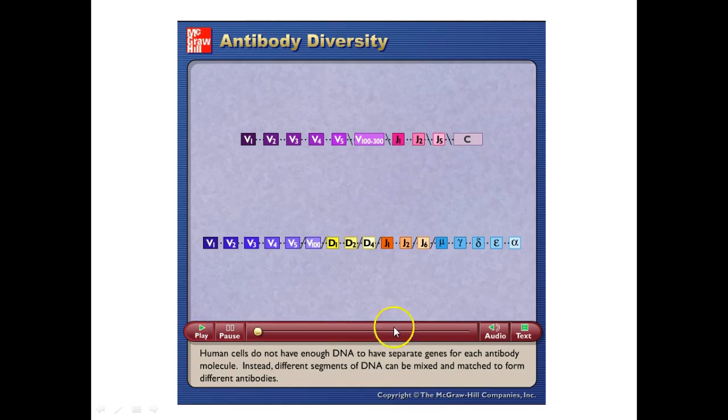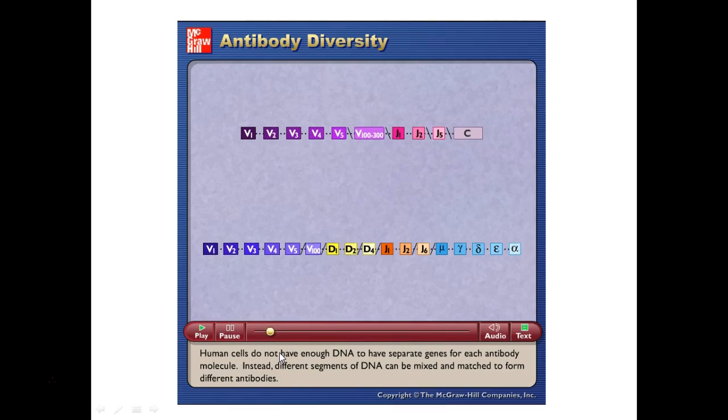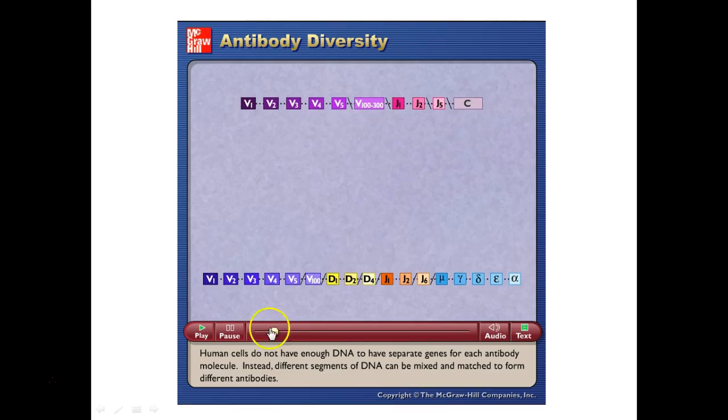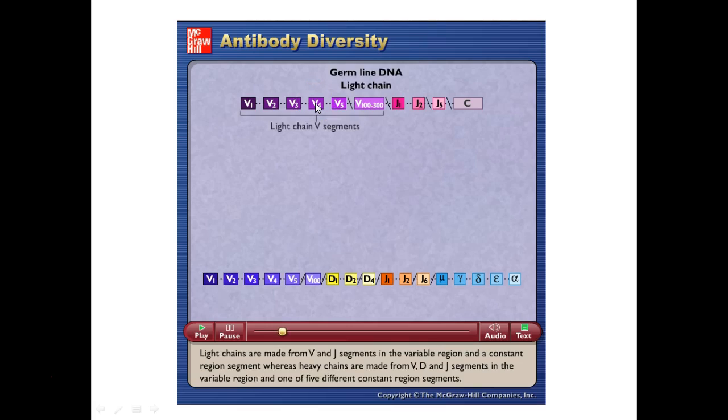So what do our cells do? Because we can't have tons and tons of DNA. Like I said, they're going to play the lottery, so they're going to pick their numbers. So this is the DNA. They're literally going to splice out sections and pick just a piece of each one of these sections.